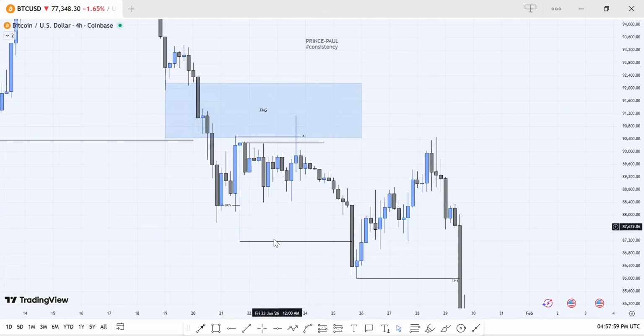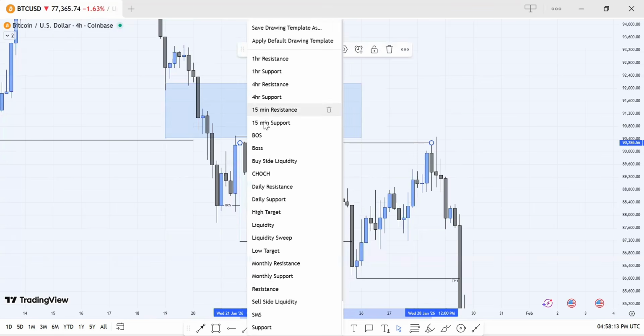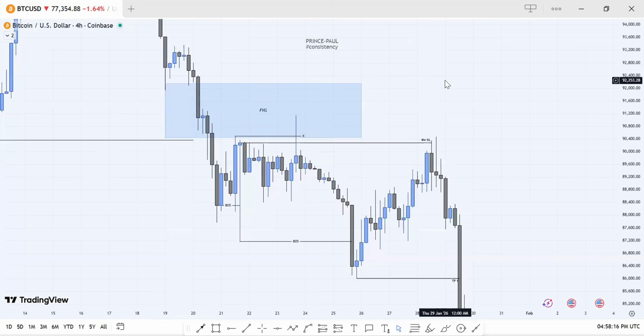So now that we have seen a further break of structure to the downside, it's a confirmation that we are good to sell, right? Then that V-shaped key level or failed V-shaped key level is going to be acting as our QMR, right? So I'm just going to name it, since we're on the 4-hour time frame, our 4-hour resistance, which is our 4-hour key level, right?